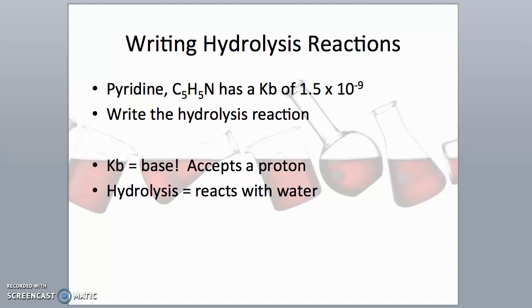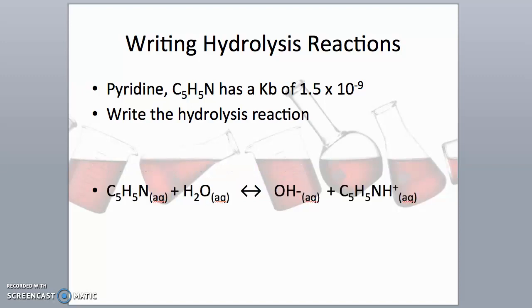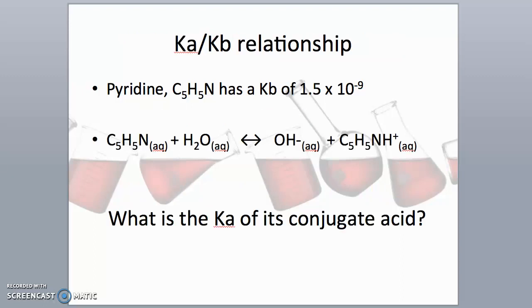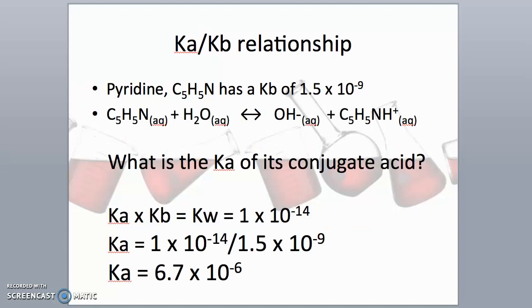Now notice that we were given a Kb value for pyridine, and that's a clue telling us that this is a base. So when we write our hydrolysis reaction, the pyridine is going to receive a proton from the water because it's a base. So here's our hydrolysis reaction, and because it's a weak base, we have an equilibrium. The presence of that hydroxide ion is what makes the solution basic. In order to find the Ka, we'll use the Ka times Kb equals Kw relationship, since these are conjugate pairs. The Ka is 6.7 times 10 to the negative 6.